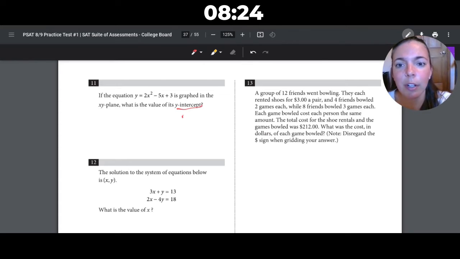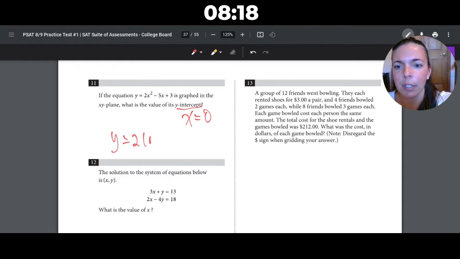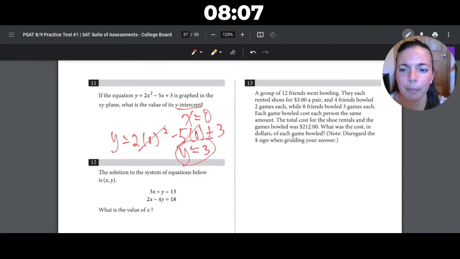So for the y-intercept, it's important to know that that is when x equals 0. Okay, so we are just going to plug in x equals 0. y equals 2 times 0 squared minus 5 times 0 plus 3. So these actually are going to cancel out, and all you'll be left with is 3. So the y-intercept is y equals 3.